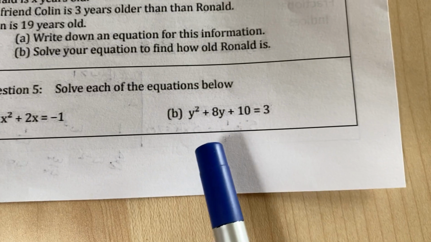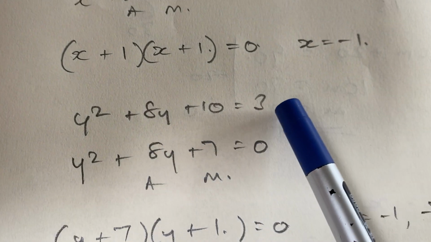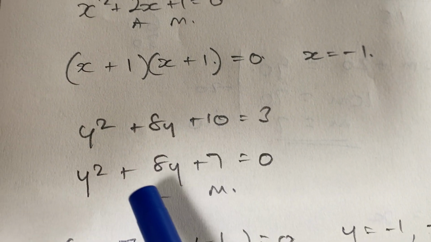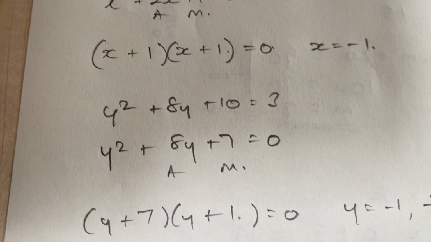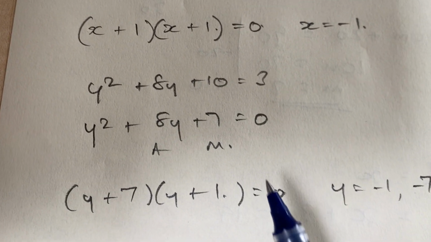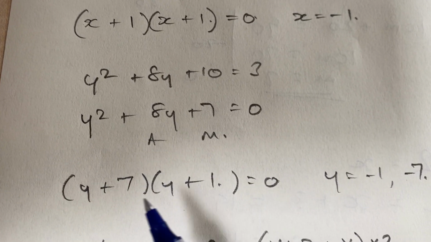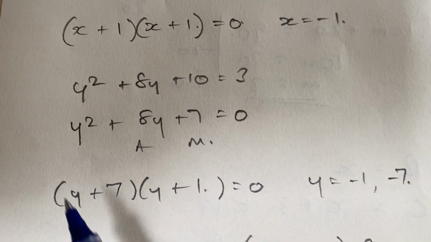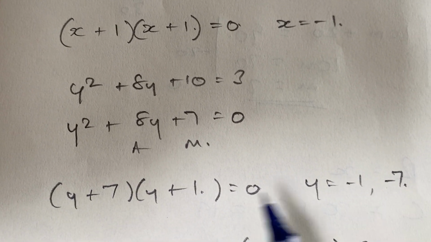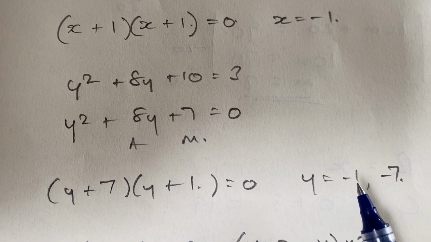And in this very next question here, we've got y's. It doesn't matter if you've got y's or x's, it really doesn't matter. So what we do is we take away the 3 from both sides, and we get y squared plus 8y plus 7 equals 0. And then again, the A and the M, what do you multiply to make plus 7 and add to make 8? 7 and 1. And then we can just put it in a form like that. And we know that for that bracket to be 0, y is -7, and for that bracket to be 0, y would be -1.